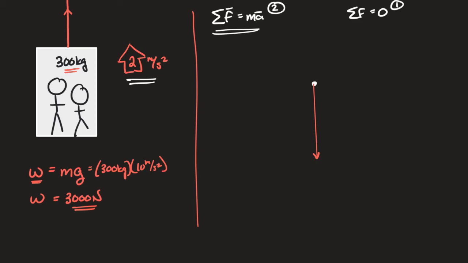So now I'm going to start looking at the contact forces. And the first contact force is the normal force. A normal force occurs when there's ever any two surfaces in contact. Is there any surface in contact with the elevator? Be careful. What's the surface in contact with the elevator?